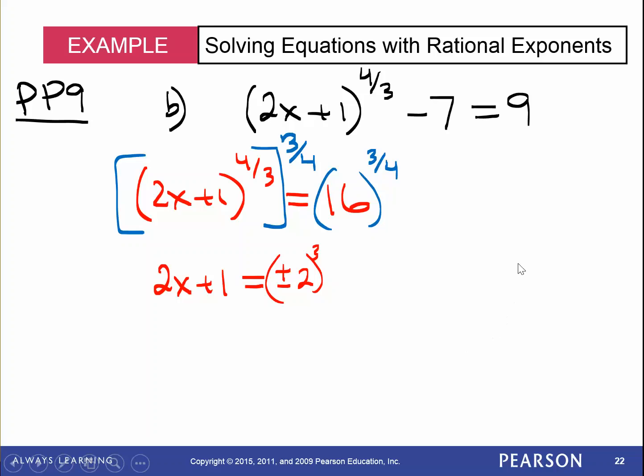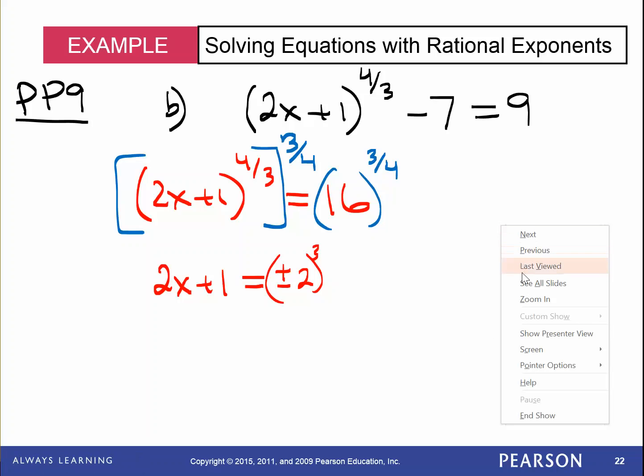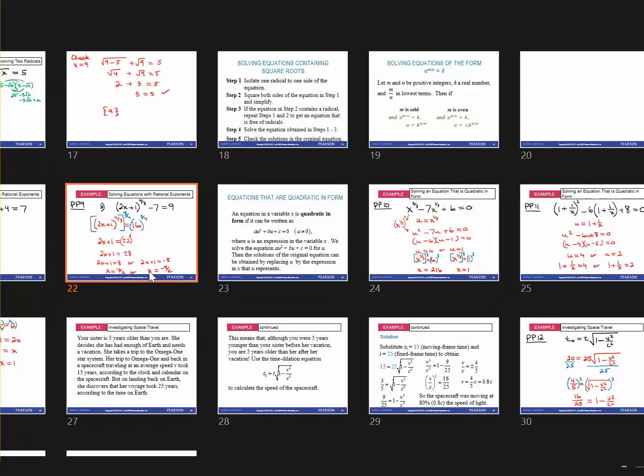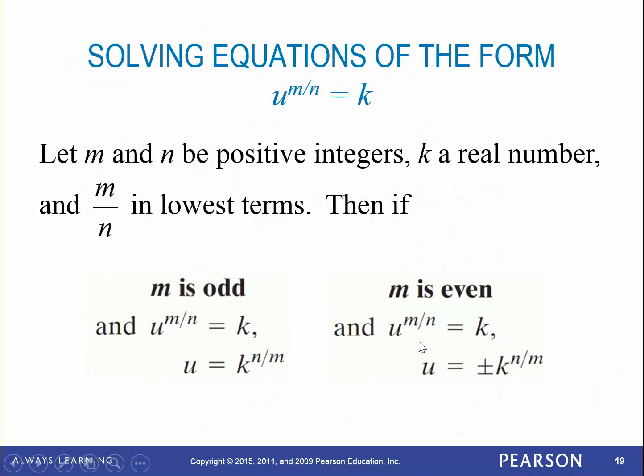Okay, got some people looking at me like I just came from the moon here. So let's go back. This is what I'm looking at right here. I'm looking at u, in this case it's 2x plus 1, to the m over n. So that's 4 over 3, is that right? And m is even. So what I did is I used the reciprocal power on the other side. And when I use the reciprocal power, I have to keep the concept of that k being a plus or minus. Two possibilities for that k.